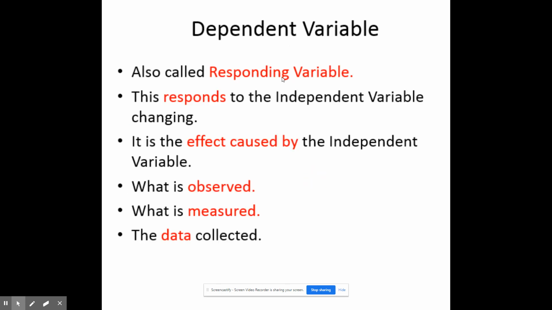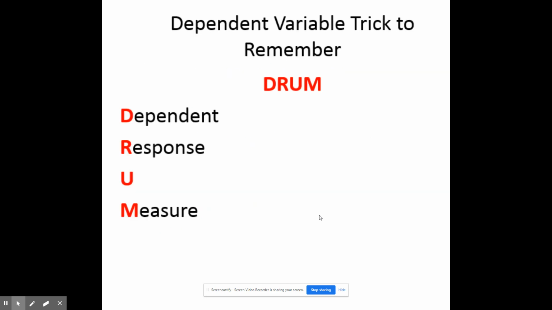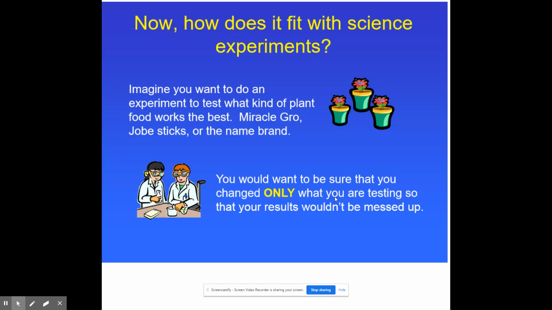Dependent can also be called responding, and it responds to whatever we changed. So it's the effect. It's what we observe, measure, or what data we collect. So if you're writing something down, that's probably your dependent variable. You remember that by DRUM, depends on results you measure.